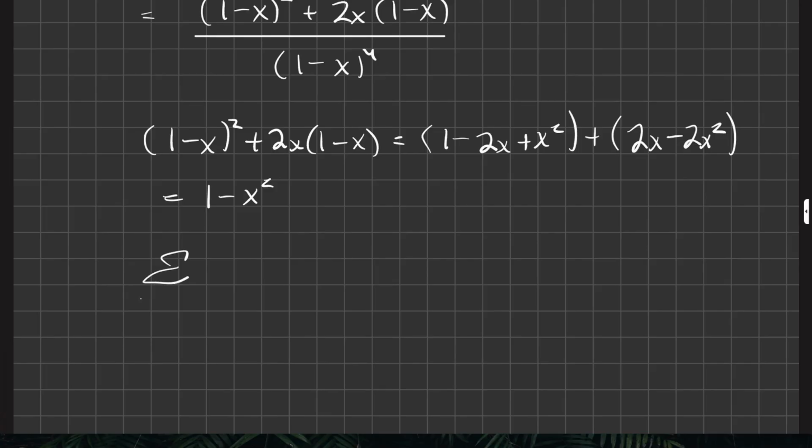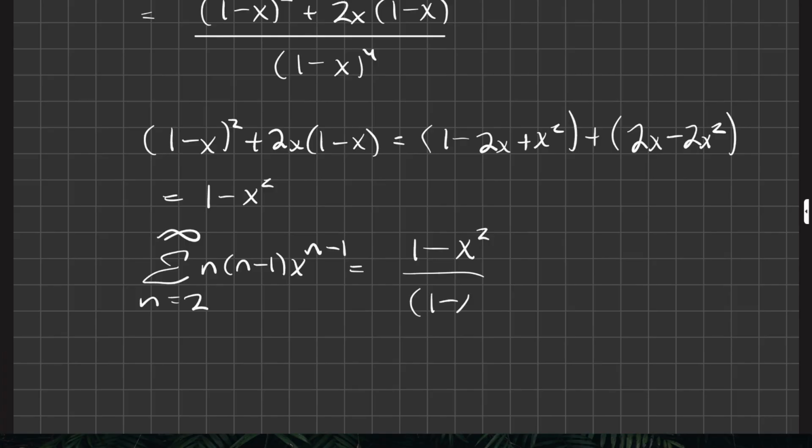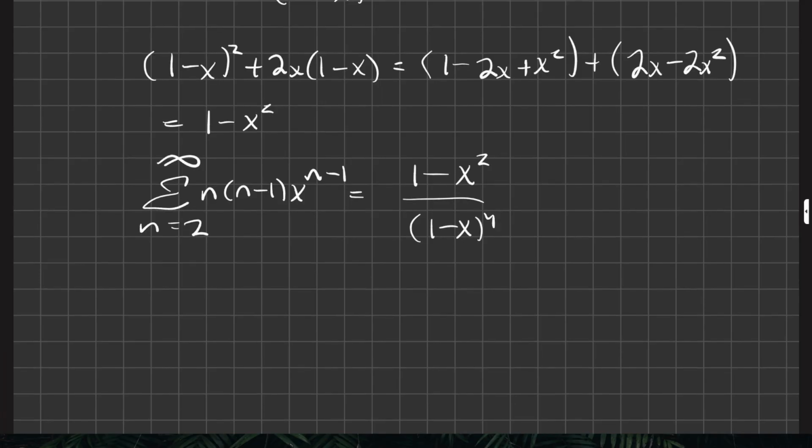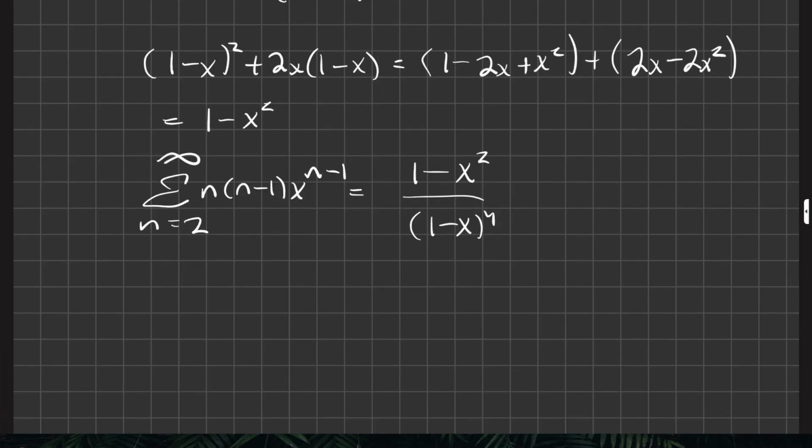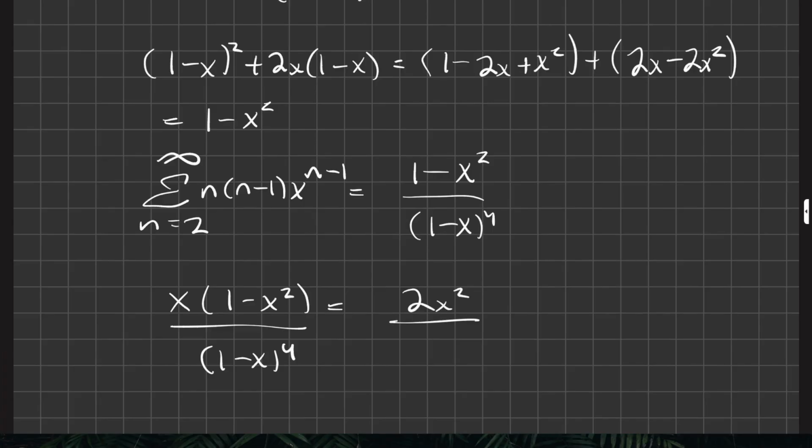So our series, we started with the sum from n equals 2 to infinity of n times (n minus 1) x to the n minus 1, equals (1 minus x squared) over (1 minus x) to the 4th. Okay, so now we just multiply by x to match the given powers. So I want x times (1 minus x squared) over (1 minus x) to the 4th. This will give me 2x squared over (1 minus x) cubed.